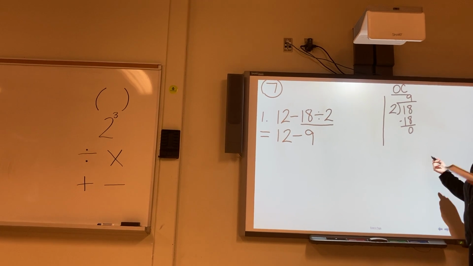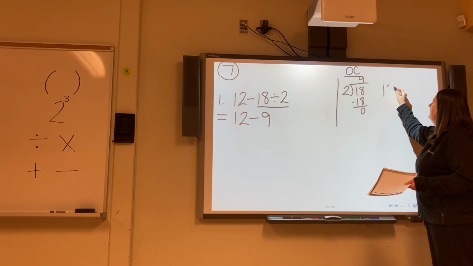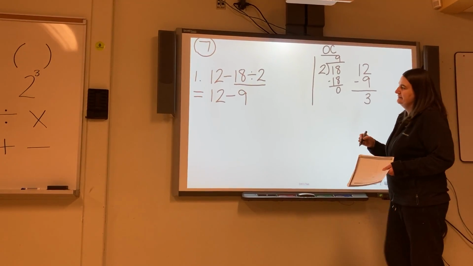So I've got 12 minus 9. I have no choice. I have to minus. It's the only thing I have left. So 12 minus 9 is 3.